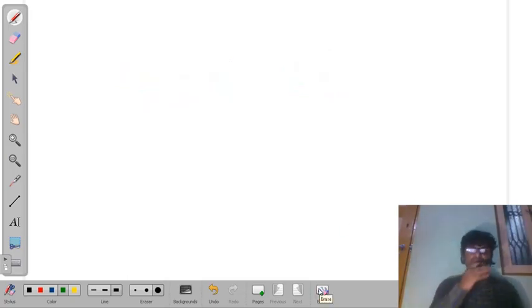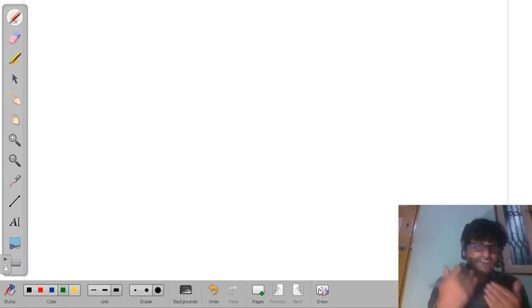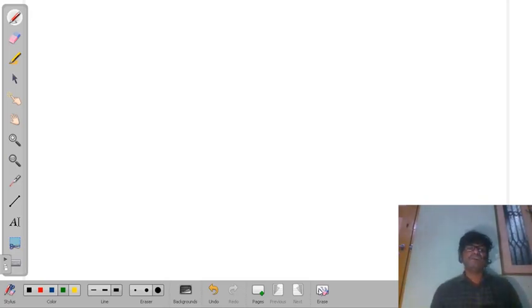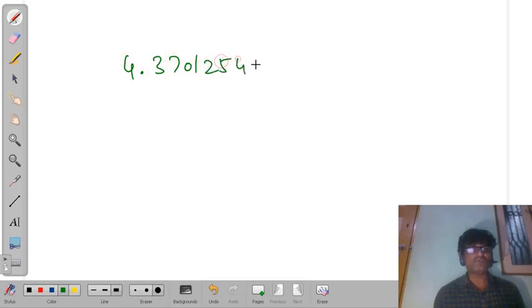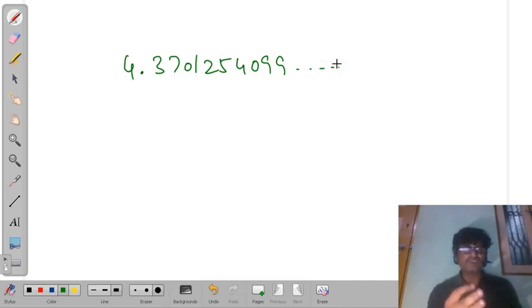So we know that an irrational number can't be written in p by q form. How will the decimal expansion be? The decimal expansion of an irrational number is a non-terminating, non-repeating decimal number. If you take an example like 4.3701254099 and so on, if you observe this one, there is no special pattern in it.